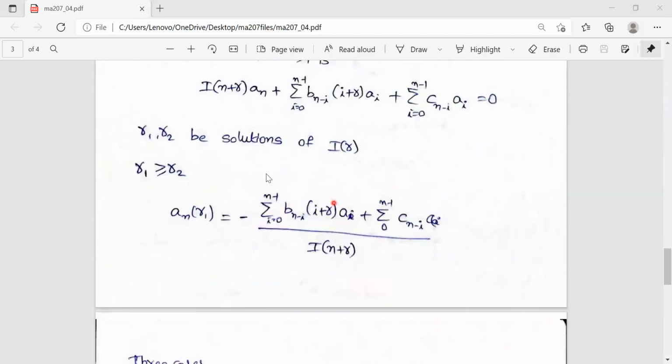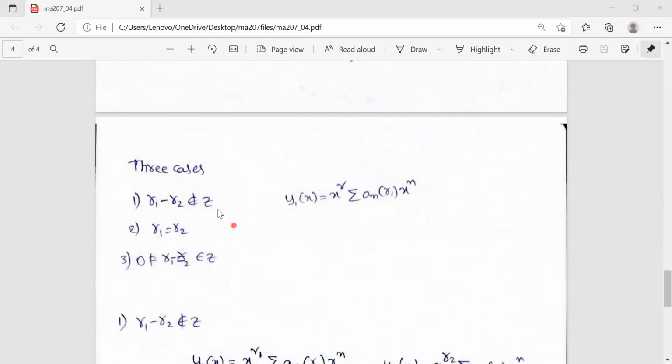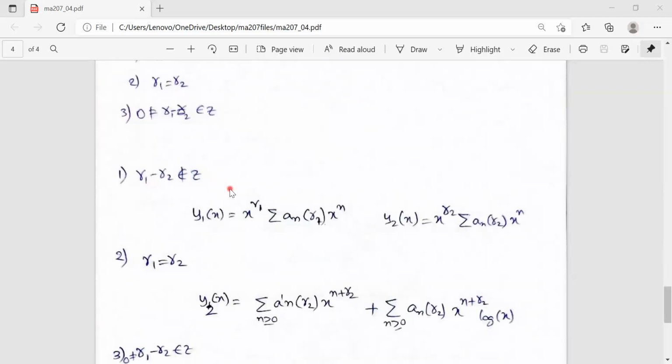Next, we got two roots r1 and r2. Suppose r1 is greater than r2, then if we substitute r1, we can find a n of r1. Next, for r2 there are three cases: the difference is not an integer, both are equal, and the difference is an integer. Let's solve each case separately.